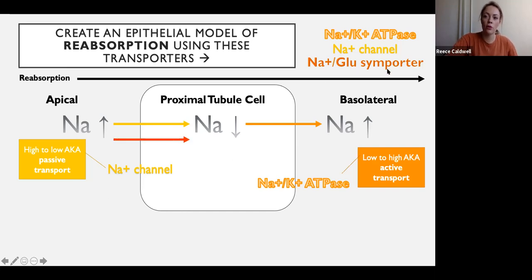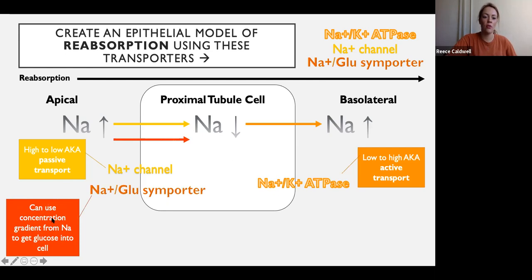Lastly, we have the sodium glucose symporter. So what we see is that with the sodium glucose symporter, we're going to use the concentration gradient from sodium to get glucose into the cell. So remember, glucose needs to be used by the cell for energy. So whenever we move sodium with its concentration gradient from high to low, the energy created from that, we can also move glucose from low to high. Glucose is going to be kind of higher inside the lumen because we ingest it, it goes into the bloodstream, and then we need to move it into the cells. All right, and again, just a refresher, symporter means they're both moving in the same direction.